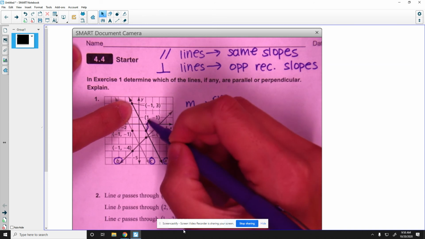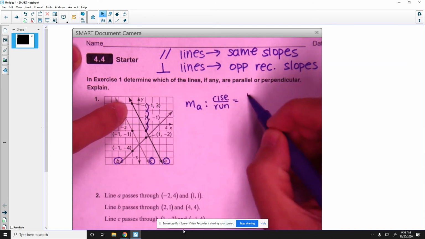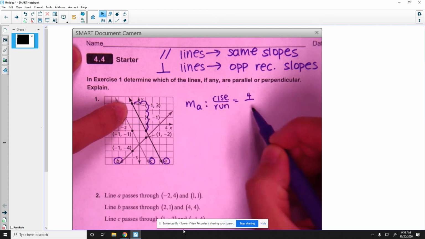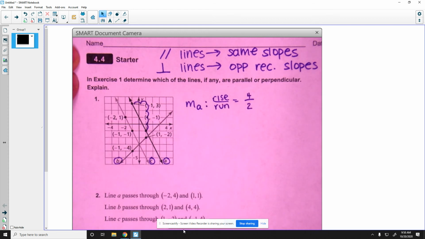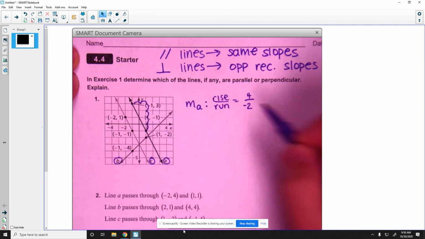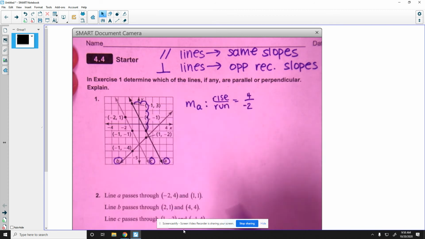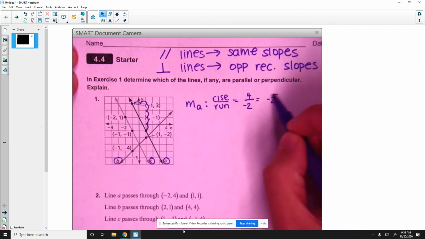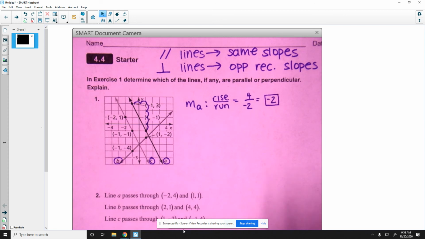Your rise is 1, 2, 3, 4. Your run is 1, 2. What did I do wrong? It's a -2, because you're going backwards. So 4 over -2, put it in your calculator if you need to, but it's just -2. 4 divided by -2 is -2. So that's my first slope.